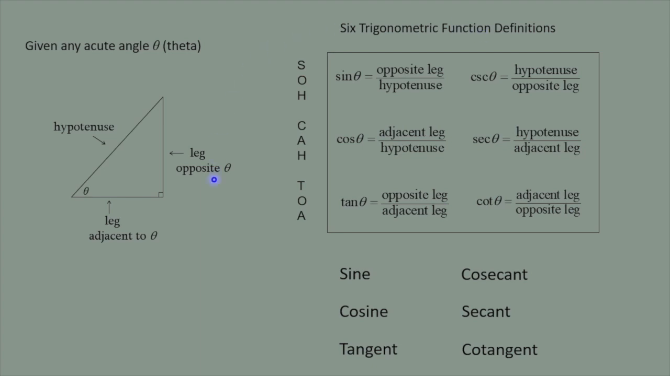Once we introduce all this notation, things might start to seem a little bit abstract, and it's easy to forget the basic idea behind all of this. That basic idea is that this acute angle determines the specific shape of this right triangle. It determines how long each side is relative to the other sides, and that's measured by these ratios.